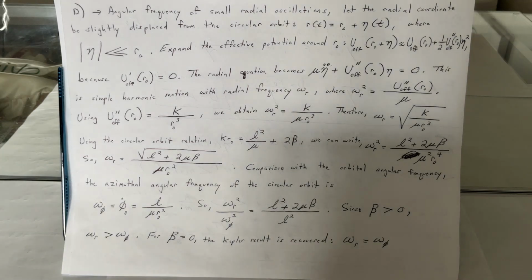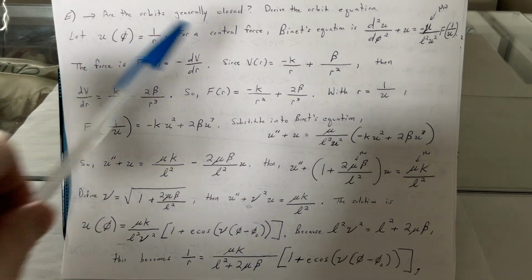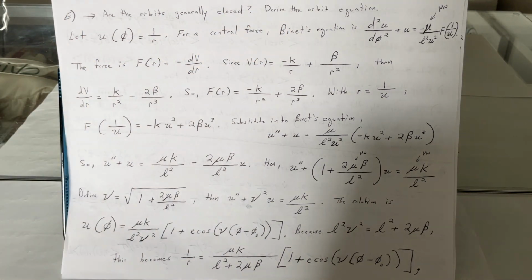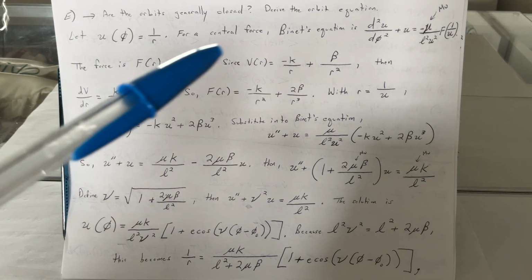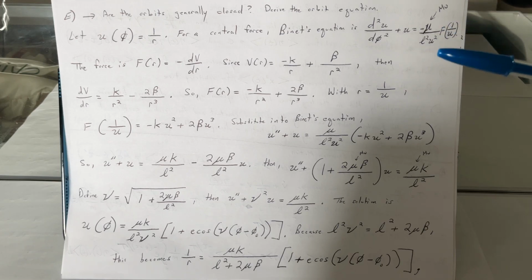Okay, and now moving along into part E. So part E: are the orbits generally closed? What we want to do here is derive the orbit equation. So let u of phi equal 1 over r. For a central force, Binet's equation is the second derivative of u with respect to phi, plus u, equals negative mu over L squared u squared f of 1 over u.